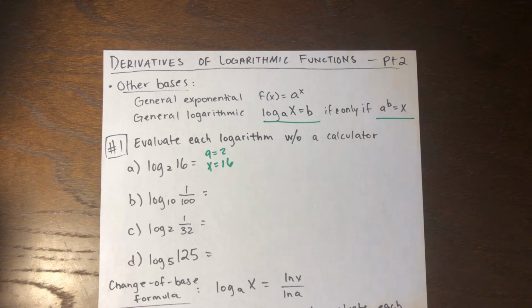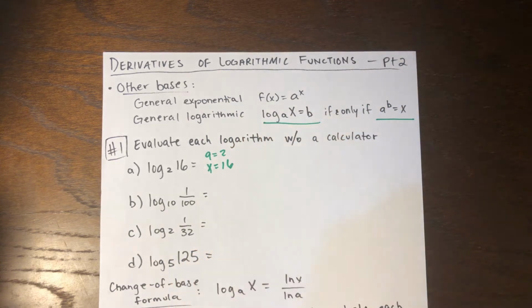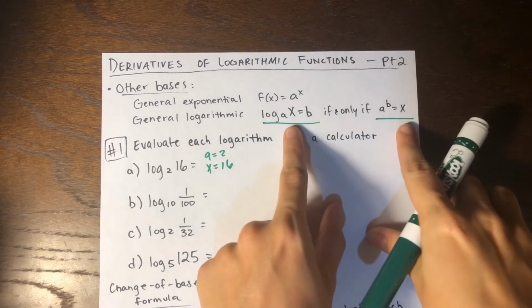Okay, so we're back for part 2 of the derivatives of logarithmic functions, and we're going to be talking about using different types of bases. So the general exponential form is f of x equals a to the x power, and the general logarithmic form is log with the base of a of x is equal to b, if and only if a to the b power is equal to x. So this is what we're going to be really focusing on right now.